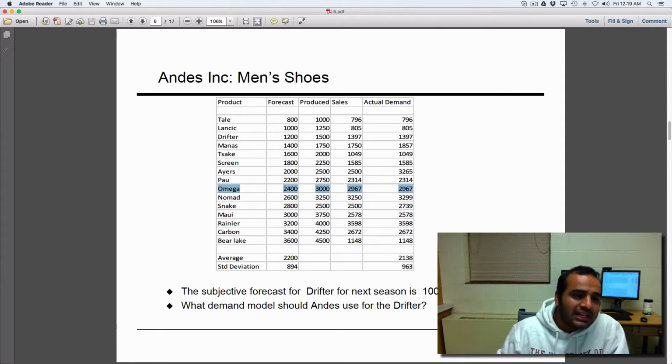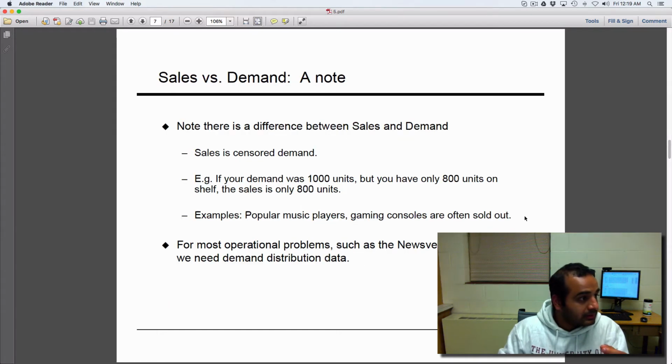Now the subjective forecast for Drifter for the next season is 1,000 pairs. What demand model should Andes use for Drifter? If you look at this table that I showed you, you'll notice that there is a difference between sales and demand. What is sales? Sales is nothing but censored demand. For example, if your demand was 1,000 units and you had only 800 units on the shelf, the sales is going to be 800 units. You cannot meet all the demand.